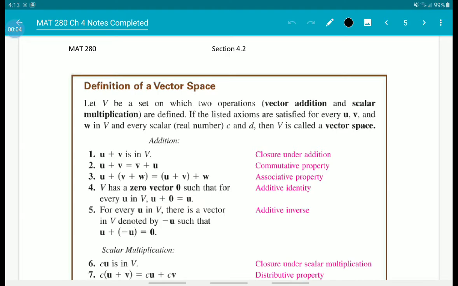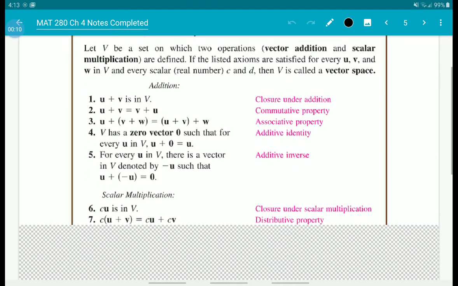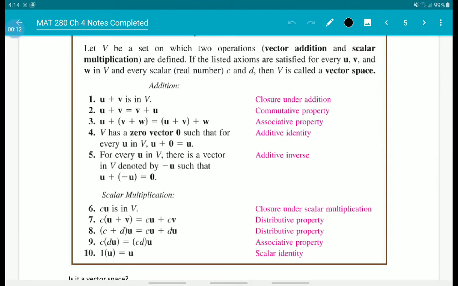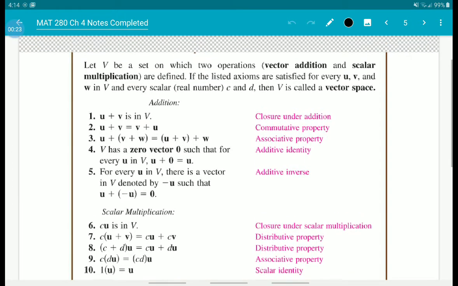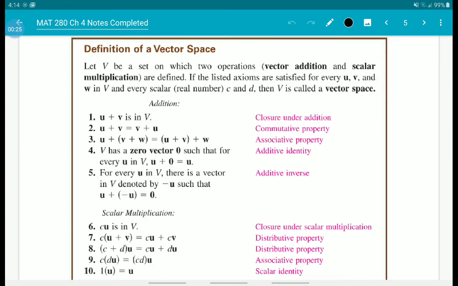Now we're moving on to this idea of a vector space, and let's look at the definition of that. So V is called a vector space where two operations, addition and scalar multiplication, are defined. And there's a list of 10 axioms that have to be satisfied to have something called a vector space. The first few axioms deal with addition, the last few deal with scalar multiplication. So let's kind of dissect this definition here.